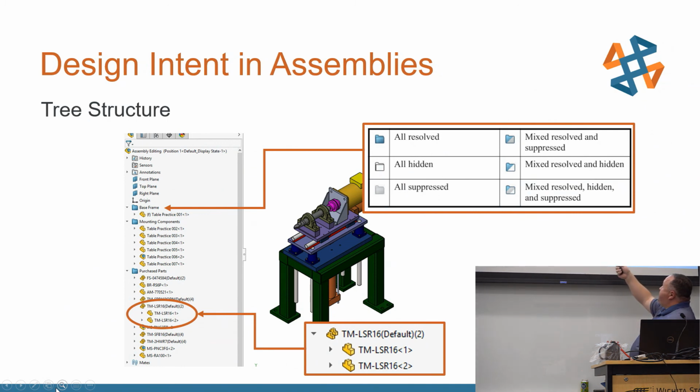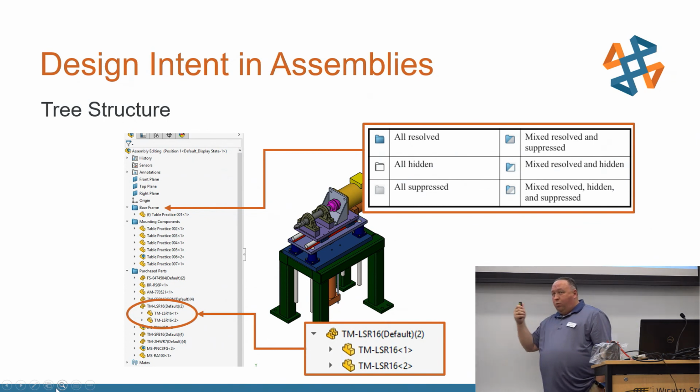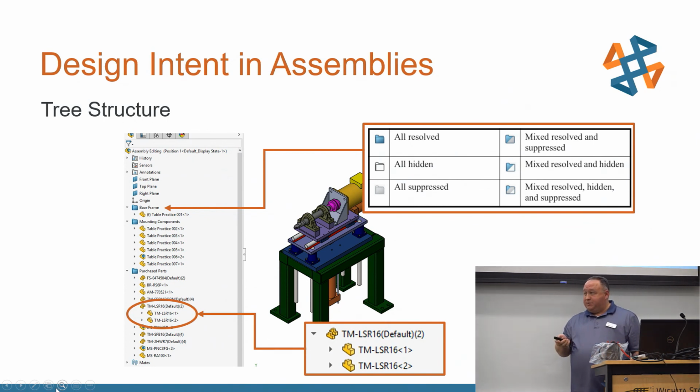Sometimes the components might be suppressed. That's the gray shaded icon. Now there are times when maybe 1 or 2 parts are hidden, 1 or 2 parts are suppressed, so you might see a combination of colors. That's what those colors indicate. Blue, everything's good. White or clear, hidden. Gray, something is suppressed. Okay.